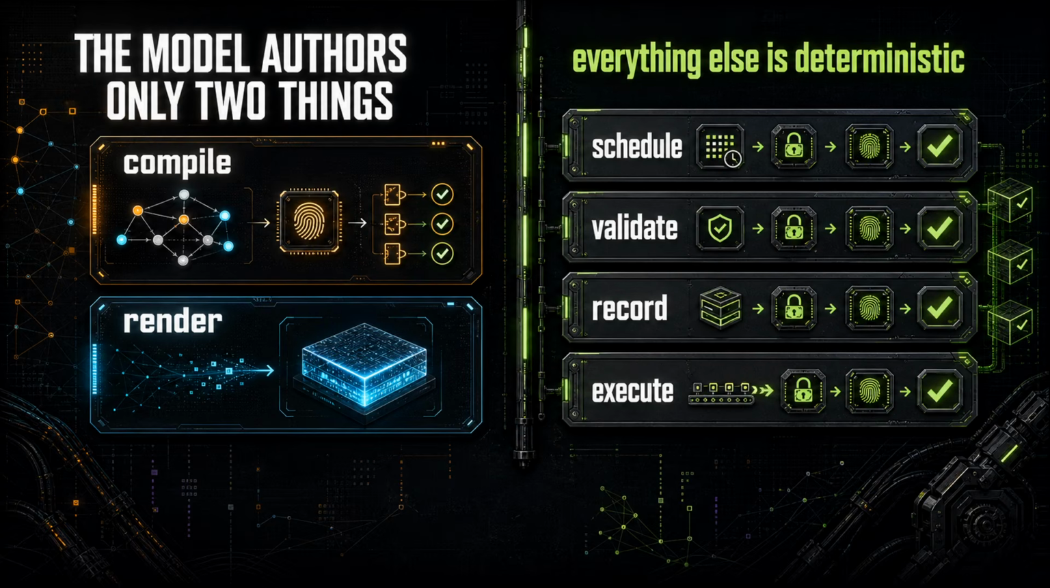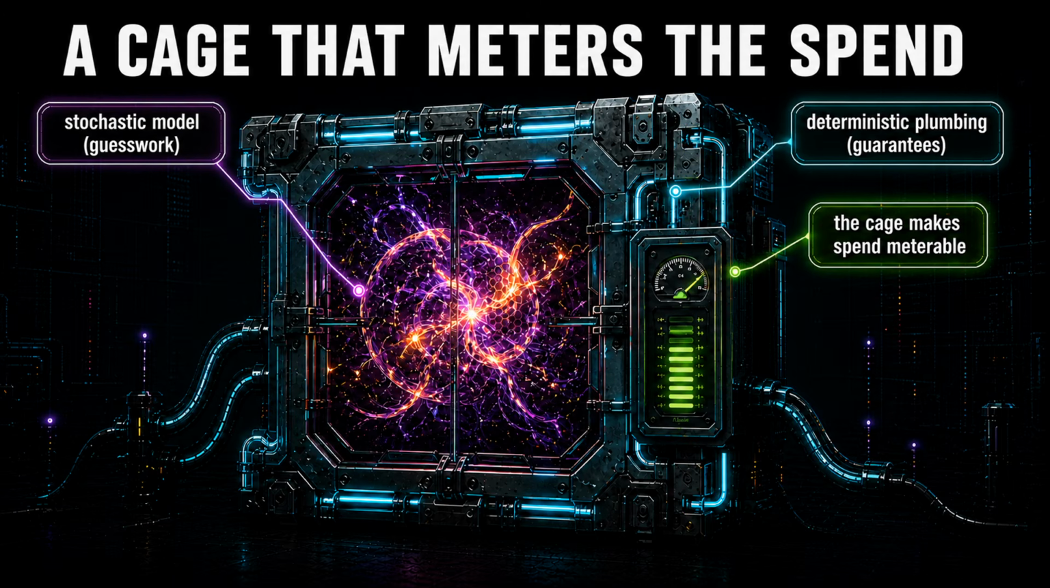Now here is the line that makes the whole thing auditable, and it is worth stating crisply. The model authors exactly two things. Which two? The compile step, meaning the topology, the canonicalizer, and the post-condition checks, and the render, meaning the new state. That is the entire surface the model touches. And everything else, the scheduling, the validating, the recording, the executing, is deterministic code the model cannot override. On paper, a stochastic model bolted inside deterministic plumbing looks like oil and water, an impedance mismatch. But that cage is exactly what lets you meter the spend. So you can always point to where a stochastic decision entered and where it did not. For anyone running a design review, that is the unlock, a hard line between guesswork and guarantees.